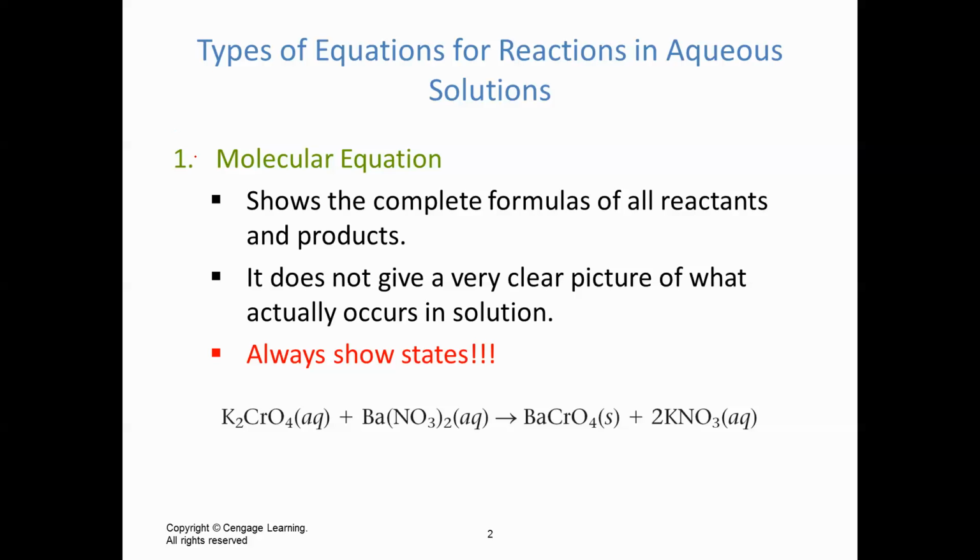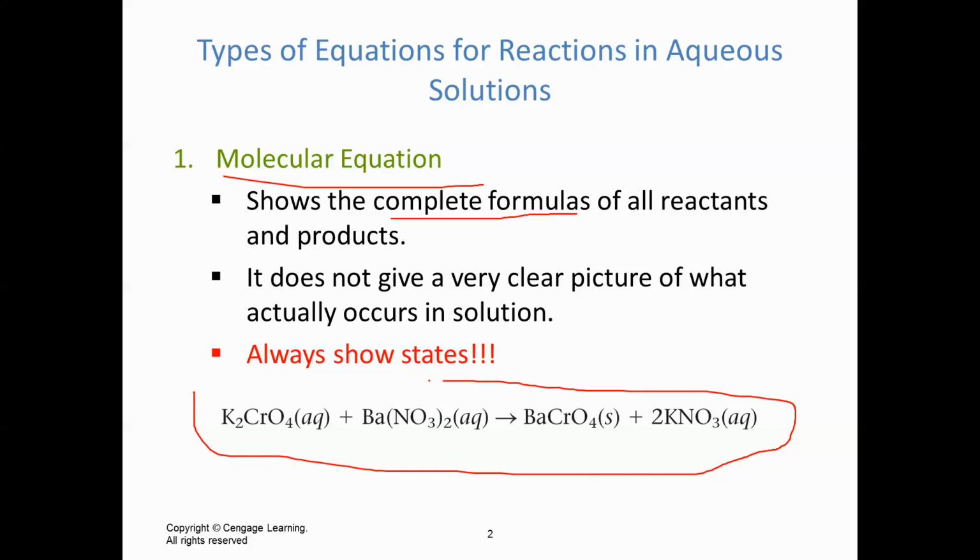Molecular equations show all the compounds as complete formulas. Although these are electrolytes in solution, and many of them are aqueous, we're not going to show their dissociation. Because we're implying these behave like molecular compounds, this is referred to as a molecular equation. This has some advantages and some disadvantages.